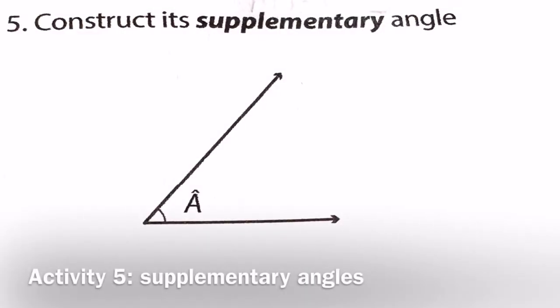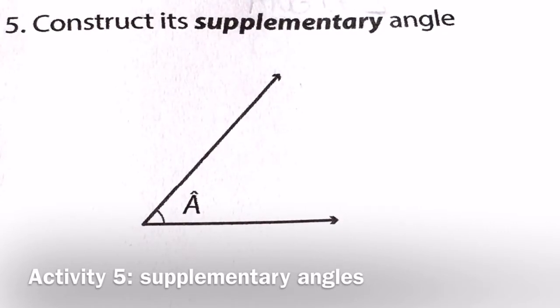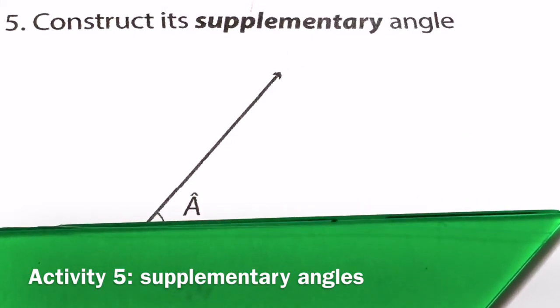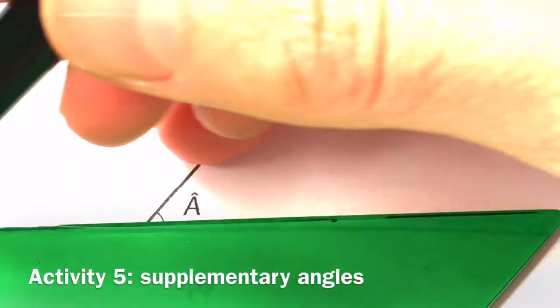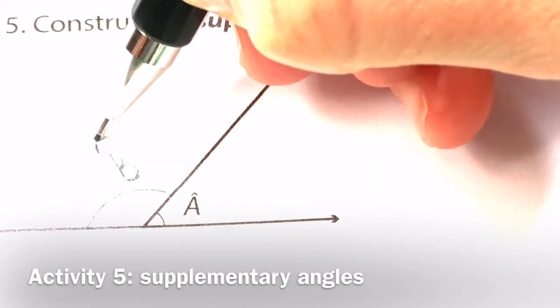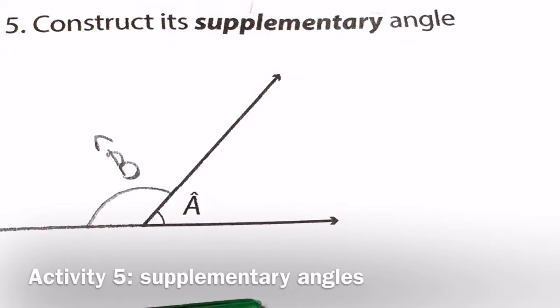Activity 5. Construct its supplementary angle. So we have an angle given, that is angle A, and we have to construct its supplementary. That is another angle that has exactly the same vertex and that shares the same side, but when adding the two measures together, we get 180. The only thing we have to do is to extend with any straight edge tool this ray in the opposite direction. This angle we get here, angle B, is the supplementary angle to A.